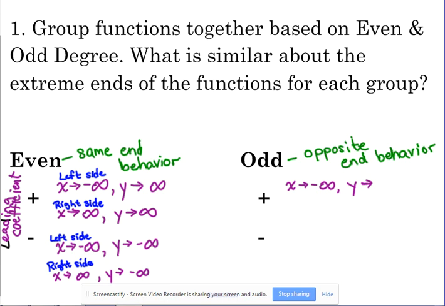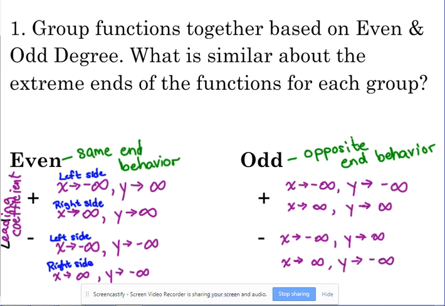Look at the graph. Look at a graph of one of them. Positive leading coefficient for an odd function. What's the left side of the graph doing? It's decreasing. It's falling. It's going to negative infinity. Okay. Our right side, as x approaches positive infinity, the y values are increasing. It's doing the opposite. And then that flip-flops if we have a negative leading coefficient. So as we go to negative infinity, our y values go to positive infinity. And as we go to positive infinity, our y values go to negative infinity.